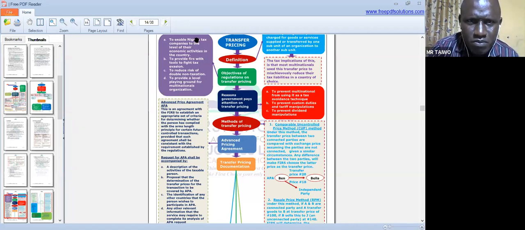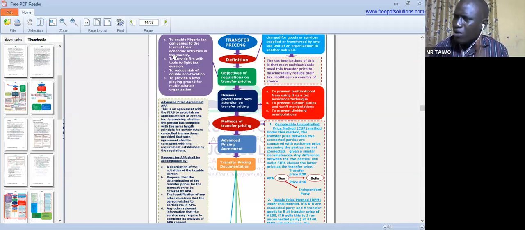The first one is to enable Nigeria to tax companies to the level of their economic activities in the country. Which means that if a company is making 1 billion in Nigeria and you need to pay 300 million, then you should pay the 300 million. It means that we should be able to tax them to the extent of their economic activity in Nigeria. That's why they are bringing out laws, because multinationals want to pay tax on an amount that is even lower than what they are making normally in their business.